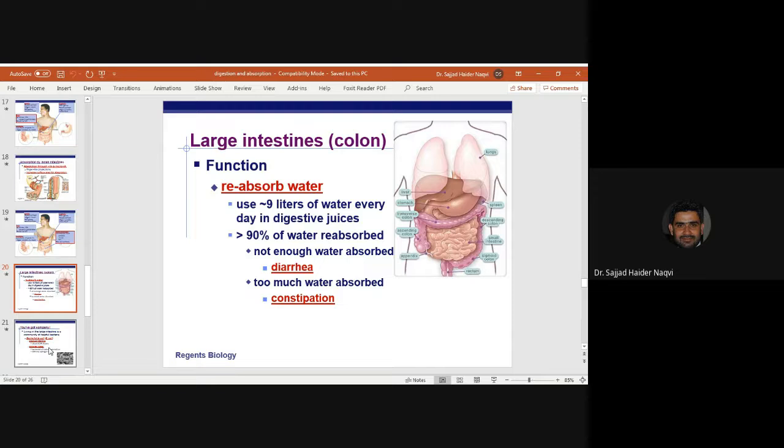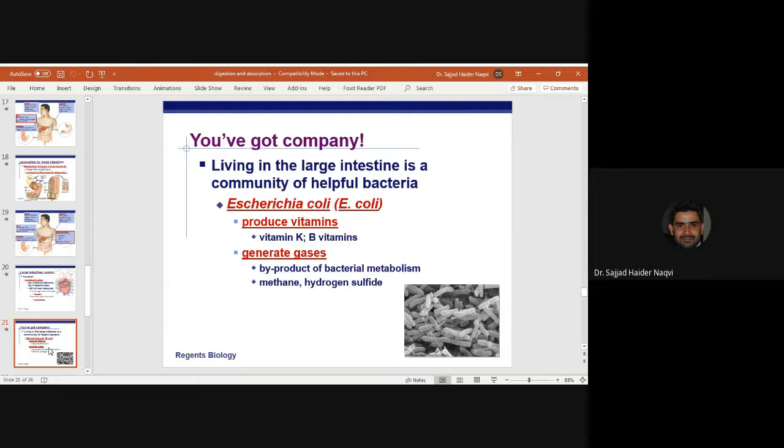Why? Because if the water is not absorbed, it is a wastage of water. In the medical condition called diarrhea, that is what actually happens in the colon, where the body is not capable of absorbing that water, and that's why it results in diarrhea. In the other condition, if too much water is absorbed, that results in another clinical condition, which we call constipation. So there should be a balance in water absorption to keep diarrhea and constipation away.